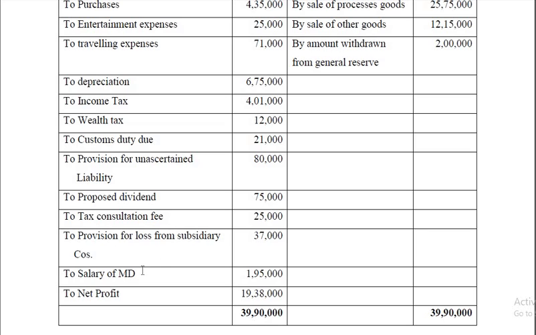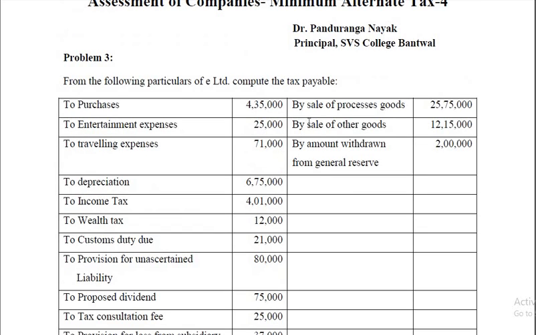Tax consultation fees allowed, salary of MD is allowed. Then on the credit side, this is allowed, this is also allowed. Amount withdrawn from general reserve is not allowed. This should be deducted both in the case of computation of business income as well as book profit.